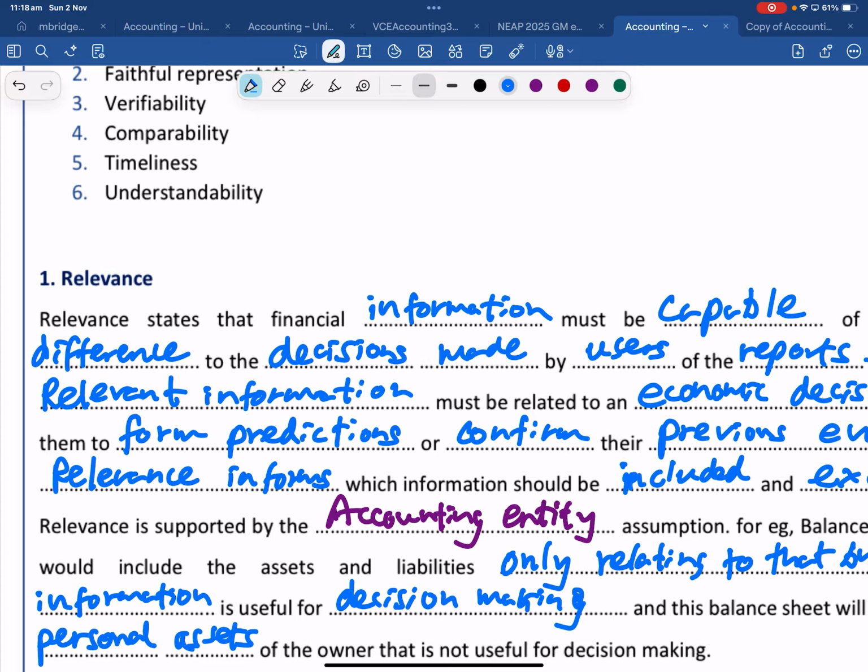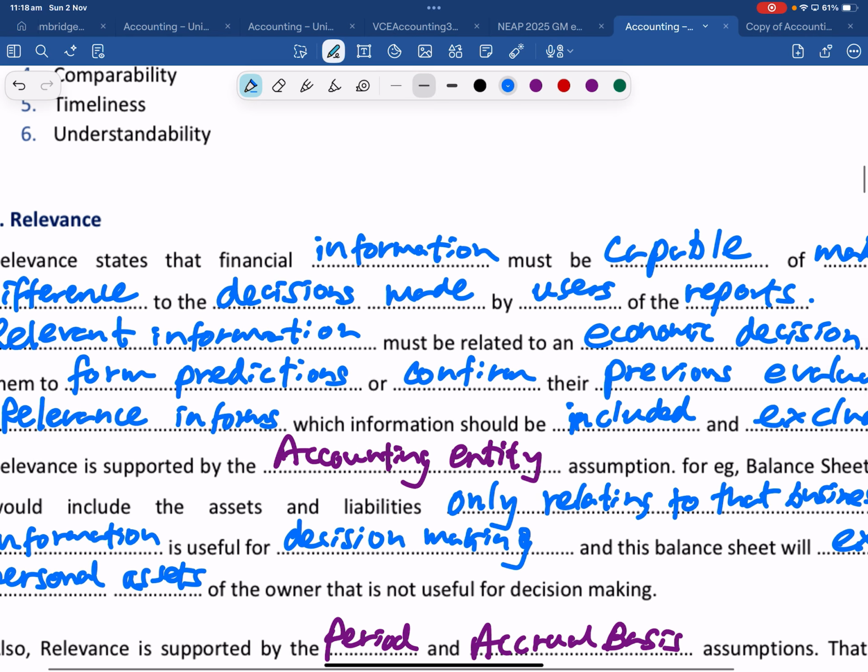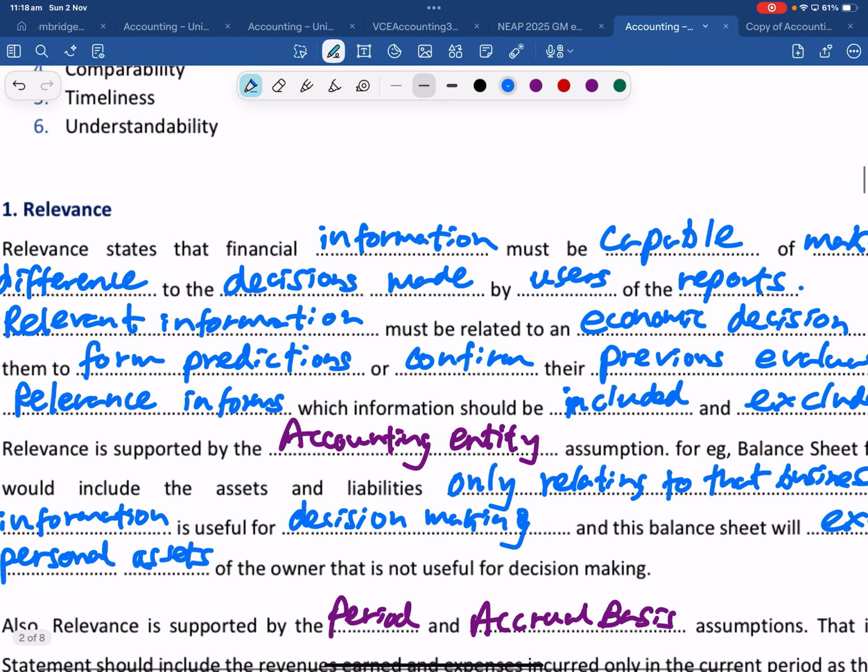Also it says, guys, relevant information, this one is not very clear. Relevance informs which information should be included in the reports, and which information should not be included in the reports. Okay. So basically, guys, first I will explain the second part. The first part, of course, we have done, that should be fine, right? Whatever the information is, it should be helping the users to make their decisions.